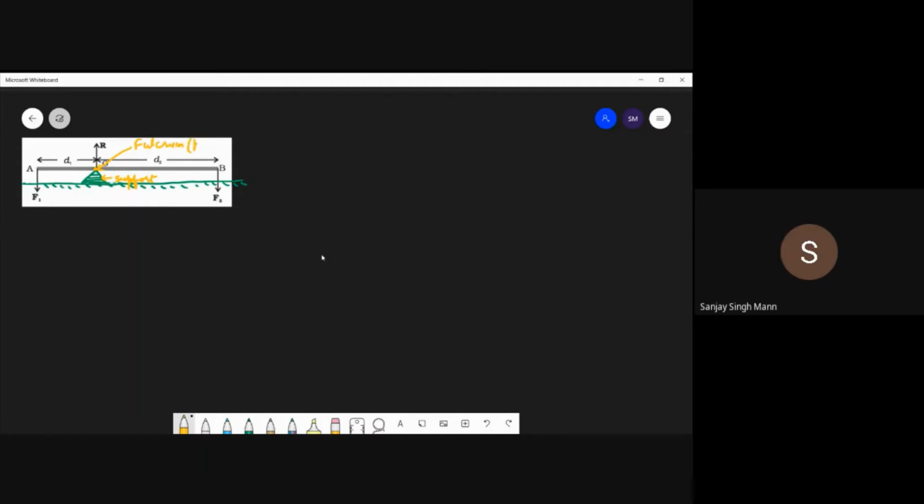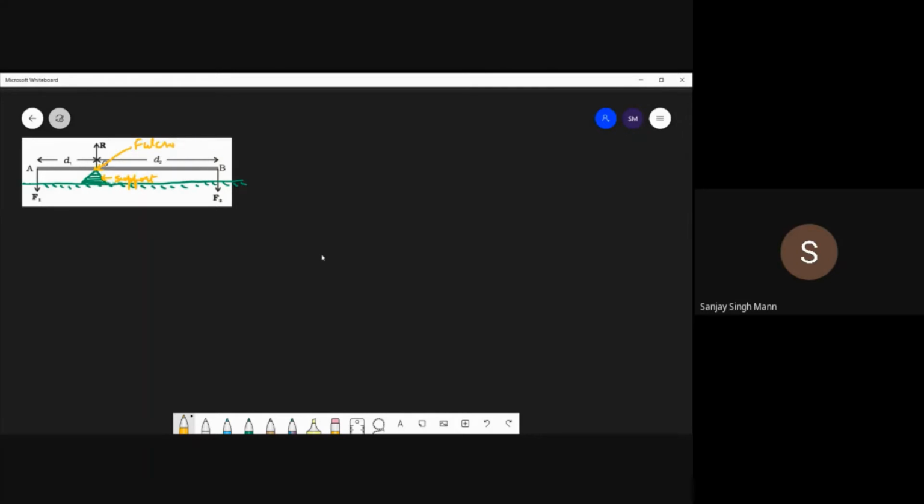So fulcrum is a point. Page 160, second column, first line. The point is called the fulcrum. Okay. So O is the fulcrum here, and this is the support.